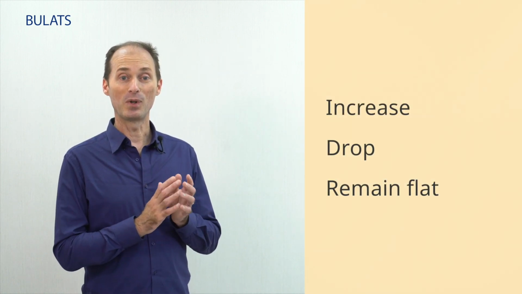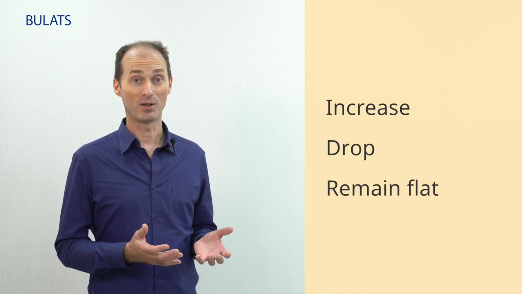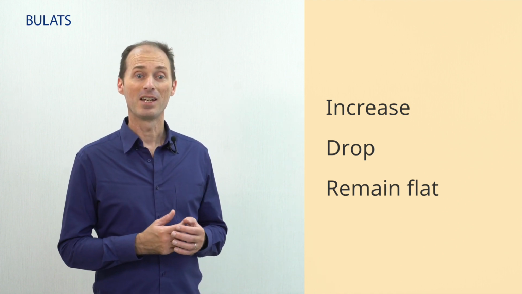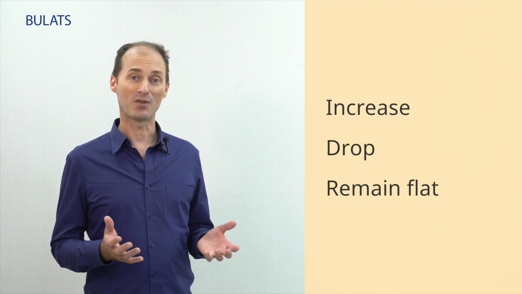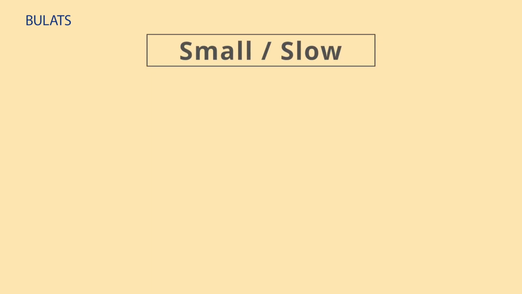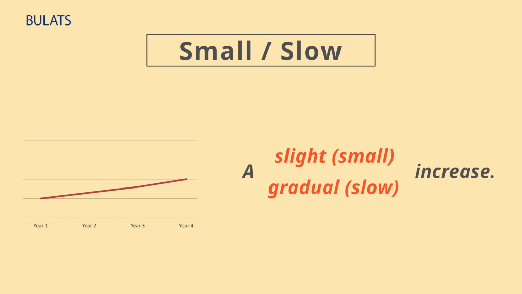In the previous video, we looked at words that describe a situation or change in a chart. Words such as increase or drop or remain flat. But also important are the words that describe how much or how quickly these changes happen. Let's start by looking at some commonly used words that can be used to describe a slow change or a small amount. So we have a gradual or slight increase, remembering that slight means small and gradual means slow.